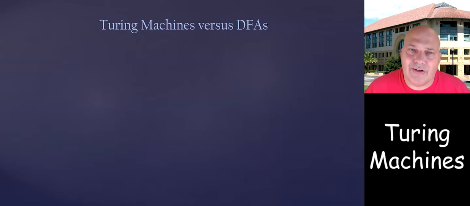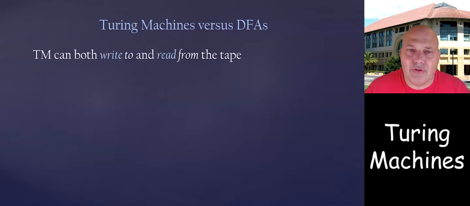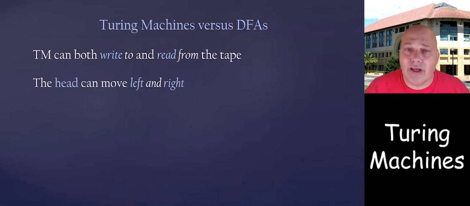So let's compare Turing machines and DFAs. Turing machines can do something that DFAs cannot do, which is to both write and read from the tape. You can imagine that a finite automaton just has a tape, but it can only read from it. And the head can move left and right. That by itself, if we added to DFAs the ability to move the head left and right, would not necessarily make a big difference, and you will discuss it in one of the problem sets.